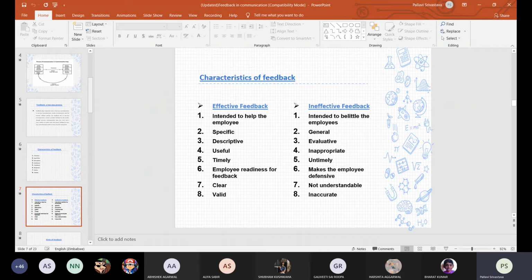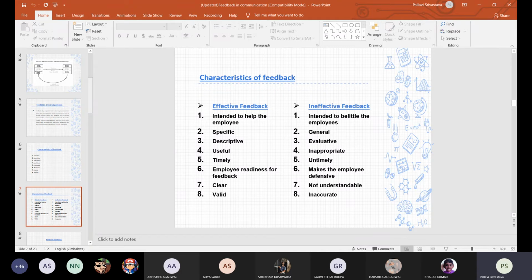Okay, let me revise it for you very quickly. If it is good feedback, it is intended to help the employee. If it is bad, it will be intended to belittle, to insult the other employee. If it is specific, you are going to pinpoint what the problem is. And if it is bad feedback, you will give it generally. You don't tell them what the specific problem is, rather you condemn them.